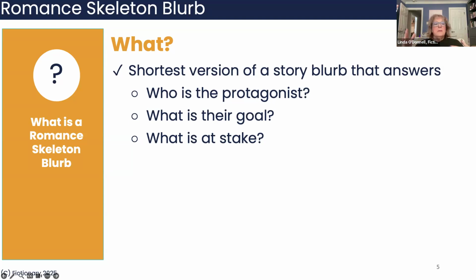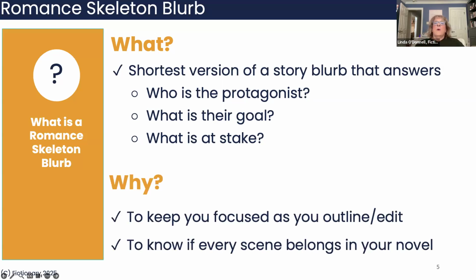Now, if you have other plots going on, they have to be secondary to this, because this is what makes it a romance. You can have other things going on, but the main part of your story needs to be focused on the love story. So why do we do this? Well, it really helps you stay focused on your story and keeps your structure solid. You're going to use this skeleton blurb as you outline or as you write your story, and it's going to keep your story front and center in your mind.